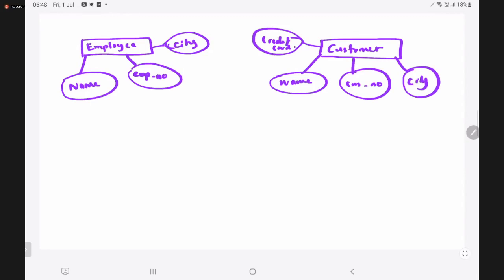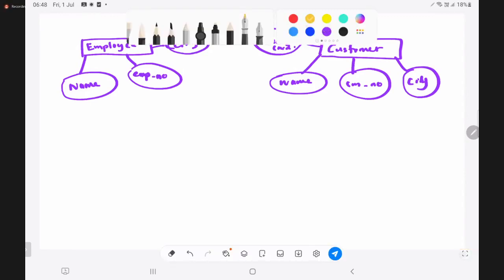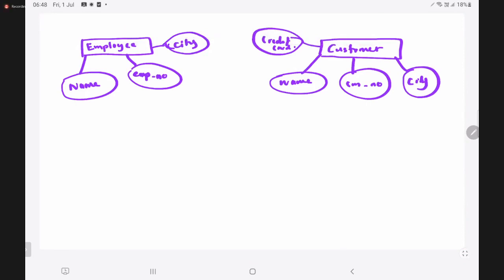Now tell me, what are the similar attributes you can see in both of these entities? Yes, name and city. Name and city are the same attributes. You can see they have the same characteristics, right? Now you can draw the generalization.